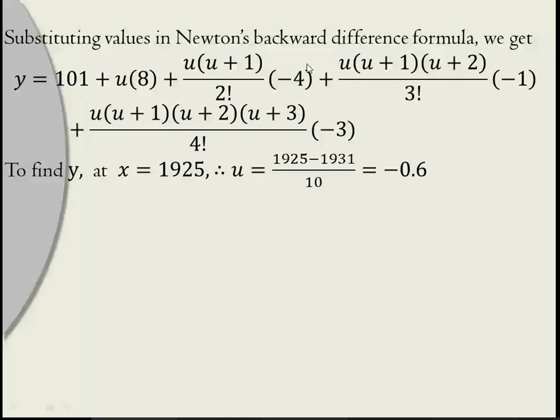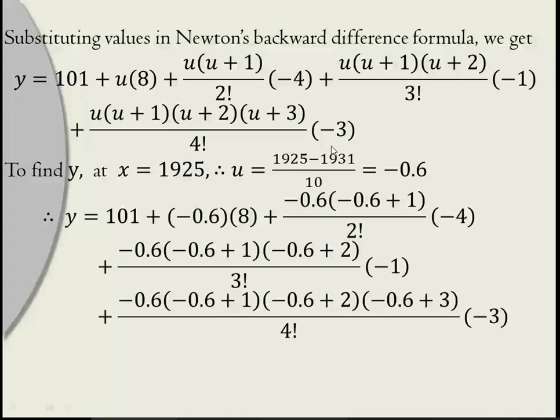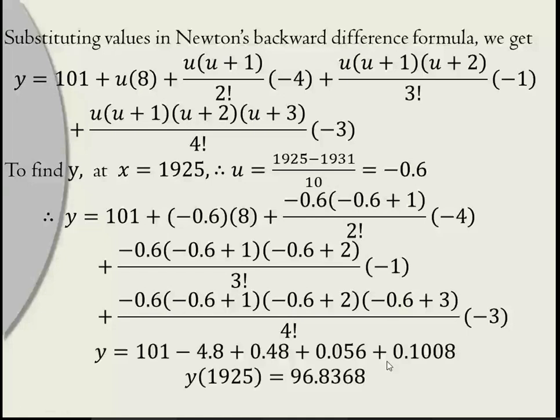Now put these values into this and do the simple calculations. So it will be 101 plus minus 0.6 into 8 plus minus 0.6 into minus 0.6 plus 1 by 2 factorial into minus 4, plus all these terms. Carefully do the calculation. Don't miss out any sign. That gives us Y. So the value of y at 1925 is 96.8368.